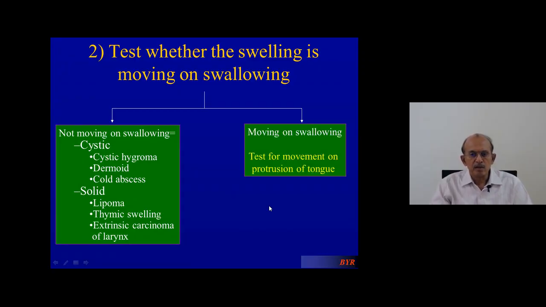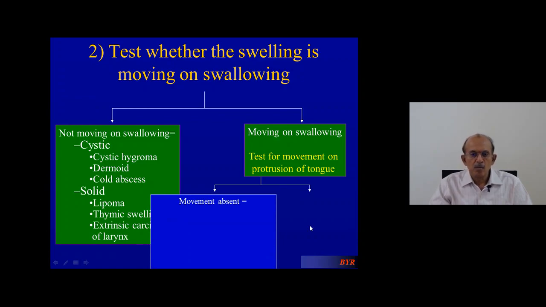Moving on swallowing. Then you must do the test for movement on protrusion of the tongue. Movement on swallowing is present, but movement on protrusion of the tongue is absent. Most commonly it is thyroid swelling. Then the other swellings being.